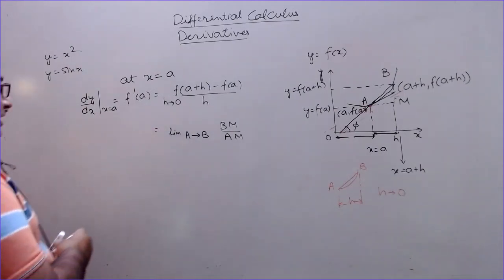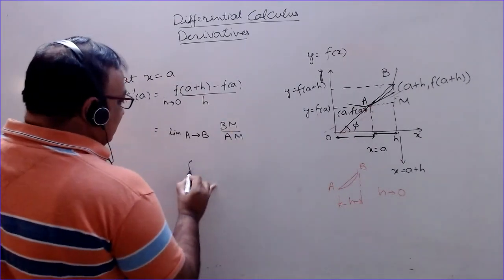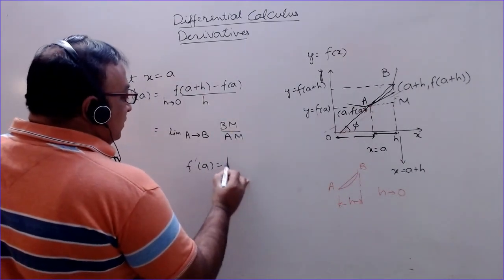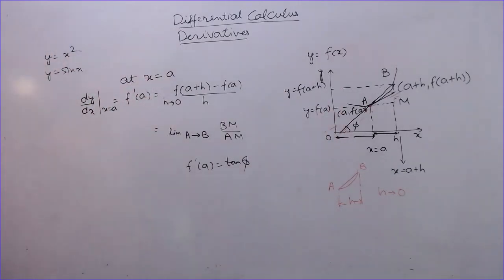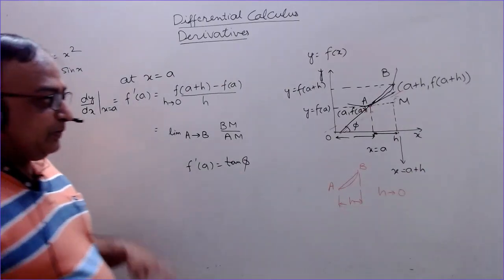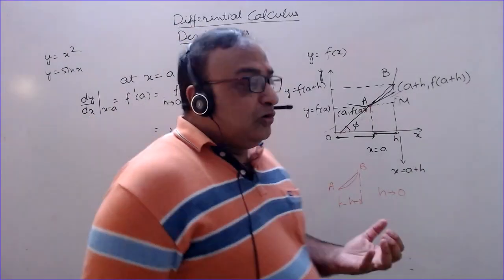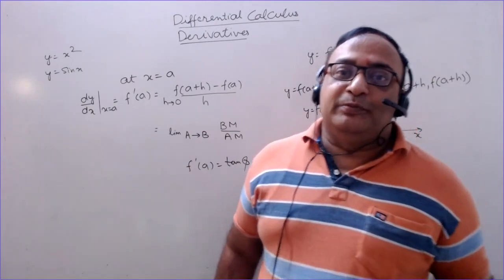So I can write that f dash a is equal to tan phi, which is the slope of the tangent drawn at this point where we have to find the derivative. So this is the physical meaning of the derivative. Now we can find some derivatives by using this principle. So this is known as the first principle.